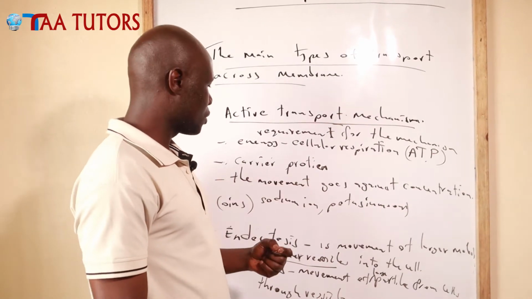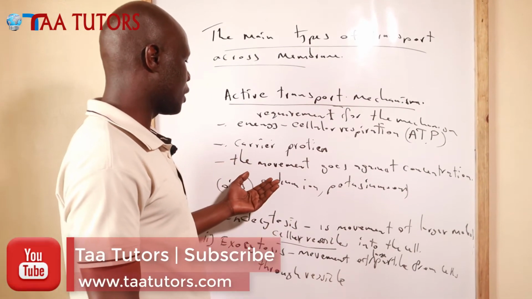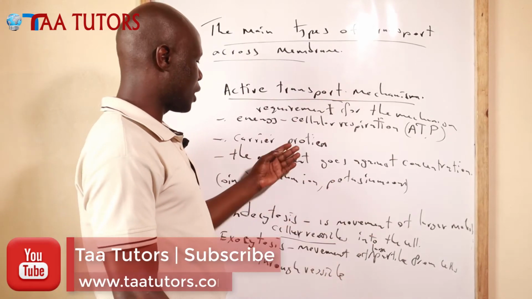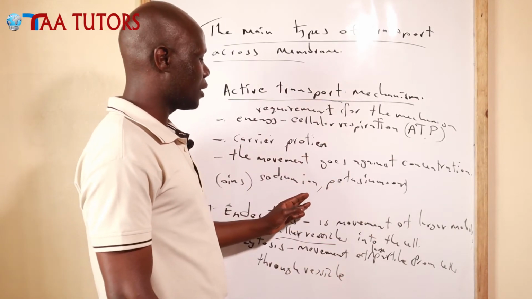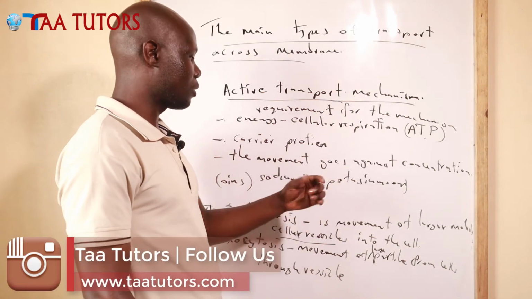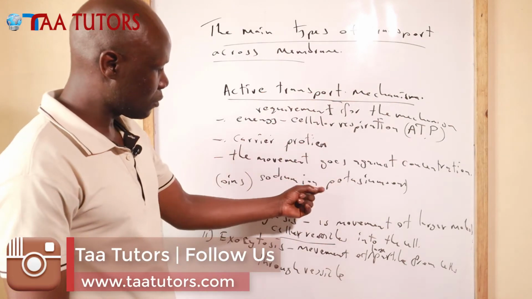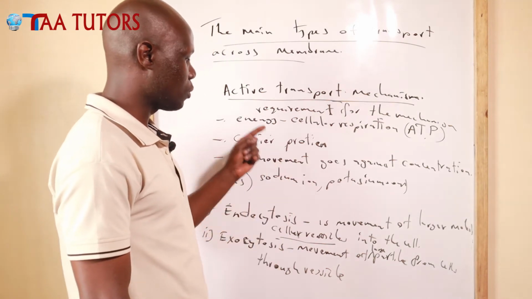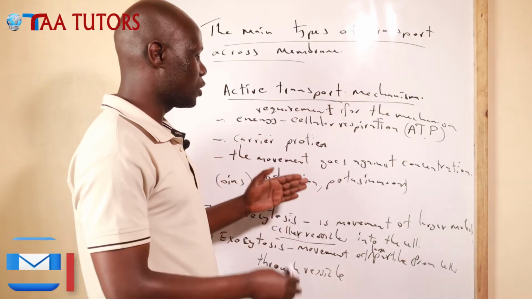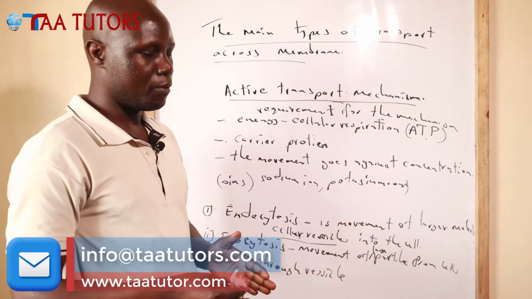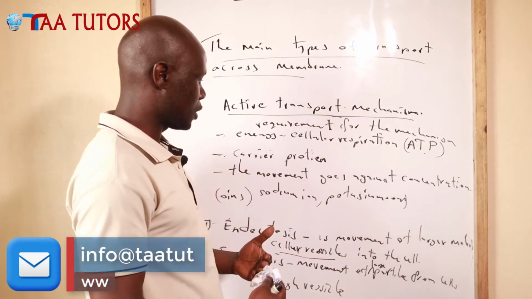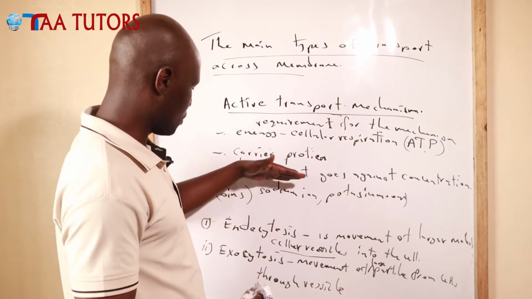Like for example, we need this process when we talk about impulse transmission, whereby we have ions like sodium and potassium ions moving across the membrane. And these particular ions move across a specific channel. So we are talking about the gated channel. This channel will only open up for a specific molecule to pass because of their sizes and their nature. So that is where we need them.